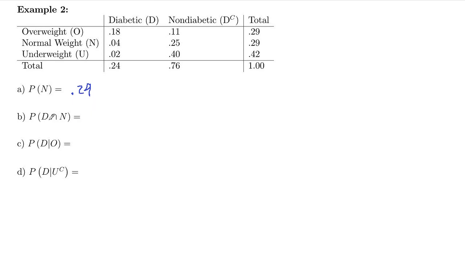And then probability of diabetic and normal weight, so that's the overlap of diabetic with the normal weight category. And "and" is overlap, intersection. So that's going to be 0.04. So that's the overlap.